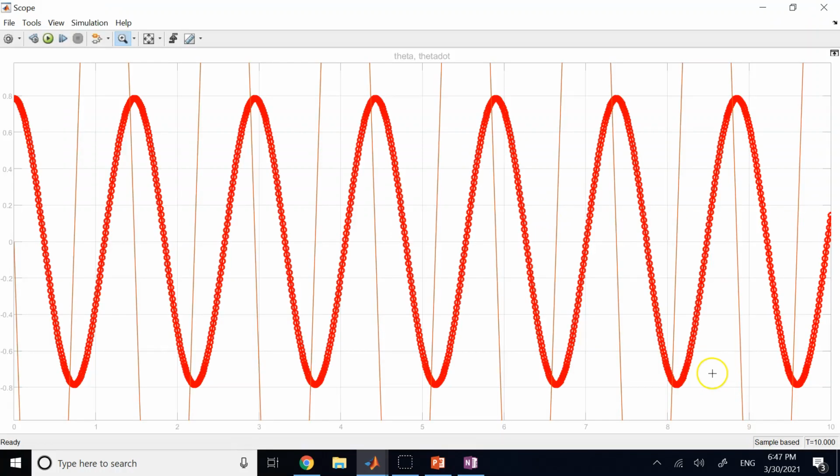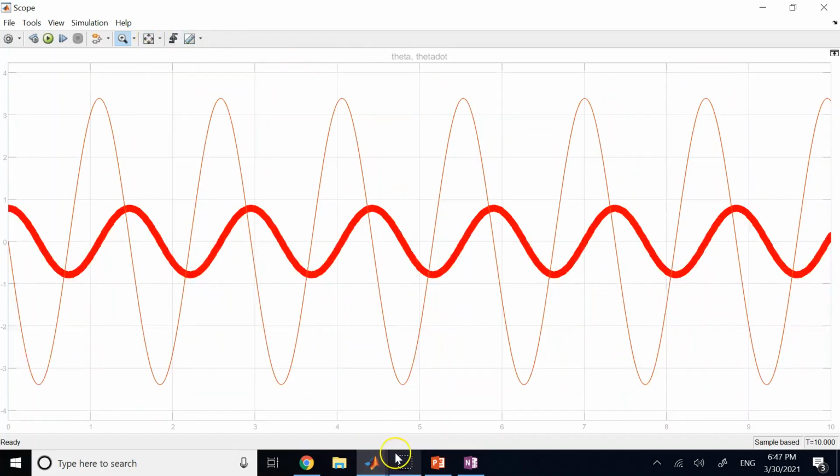And look now. Now I should have 2 curves. If you see, one of them is this thin curve here, and I can zoom in to see that. The bigger curve is theta dot. And if I want, I can change the thickness of it. I can change the color of it or everything.